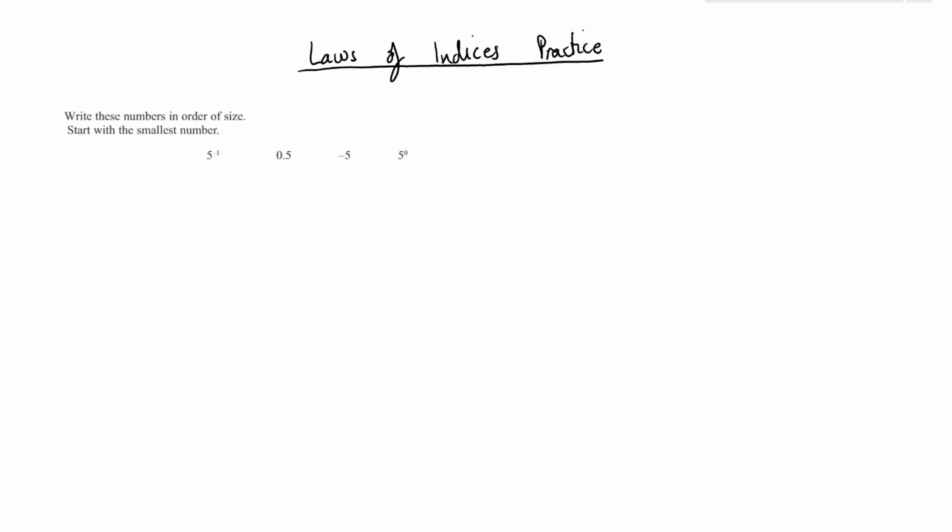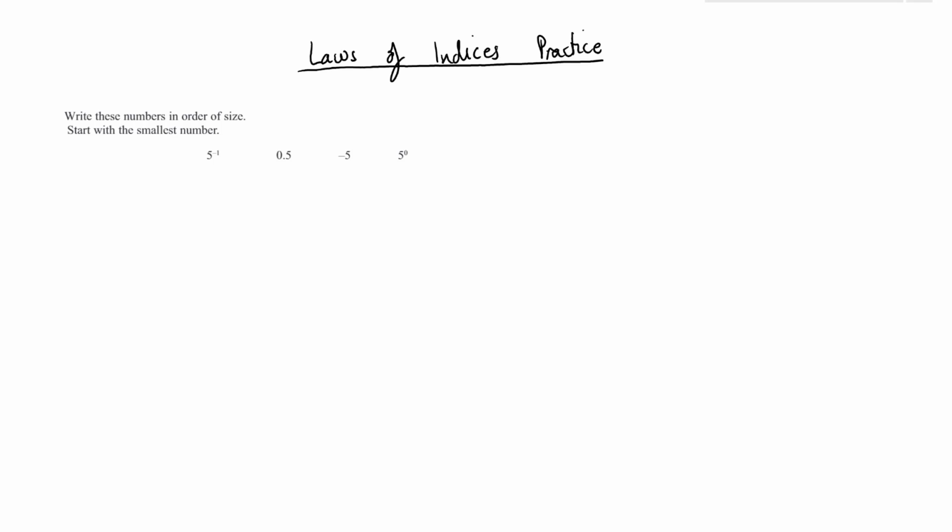So we're going to apply some of the laws of indices that we've looked at in the revision video and hopefully be able to answer all of these questions. So our first question is to write these numbers in order of size, starting with the smallest number. So the best thing to do is to work out what all of these numbers are first of all. So 0.5 is 0.5, minus 5 is minus 5.